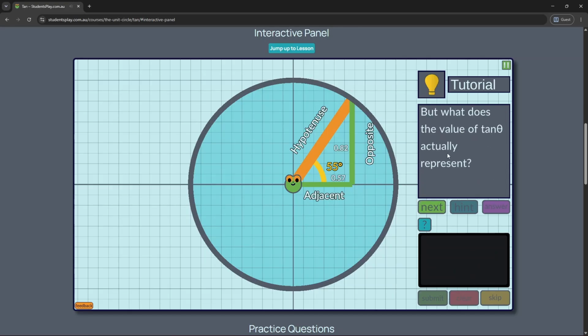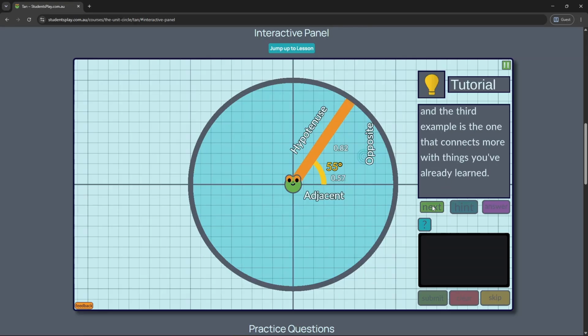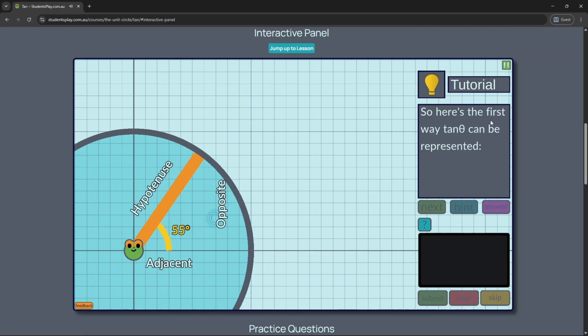But what does the value of tan theta actually represent? Well, there's a few different ways to represent tan theta. We'll quickly show two examples here, but don't worry about trying to understand them too much, because after these two, we'll go through a third example more thoroughly. And the third example is the one that connects more with things you've already learned. So here's the first way tan theta can be represented.